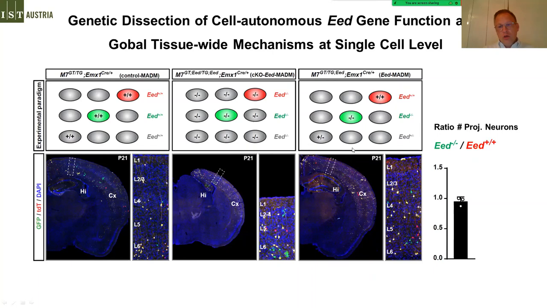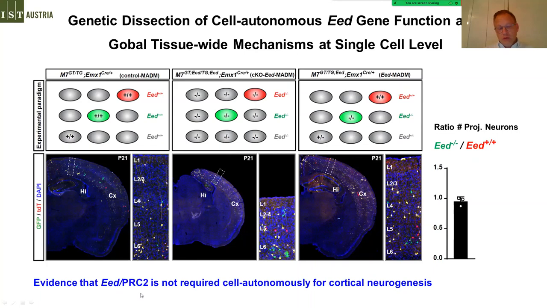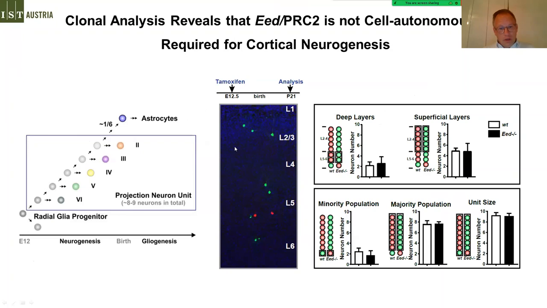So that really provides evidence that this complex is not cell autonomously required for neurogenesis. Now, to really test it at the single cell progenitor level, we again used our clonal labeling trick. We induced the MADM clone at embryonic day 12. This is roughly when we start to produce neurons, and we can predict the output is about 8 to 9 neurons in total when we analyze at 3 weeks postnatally.